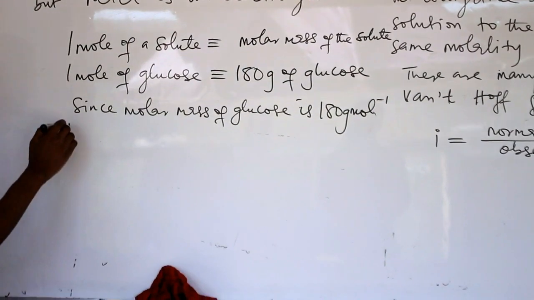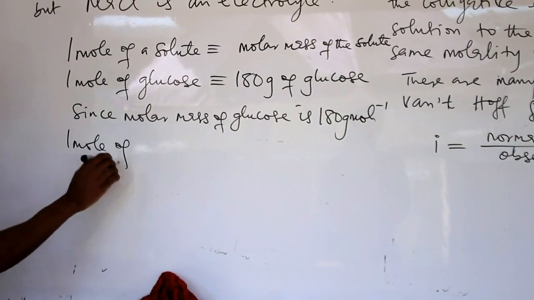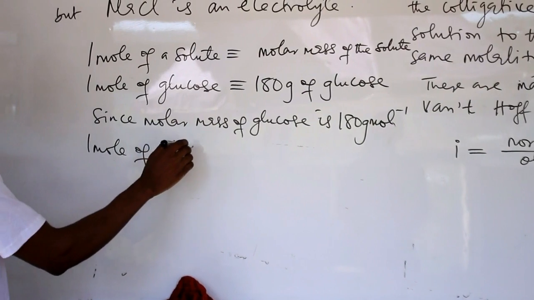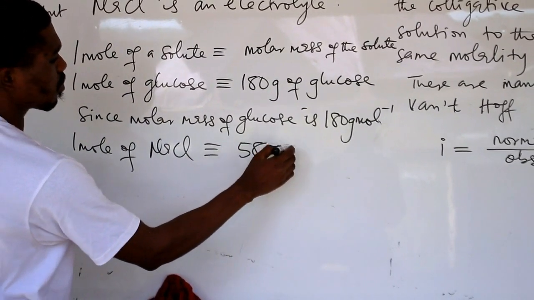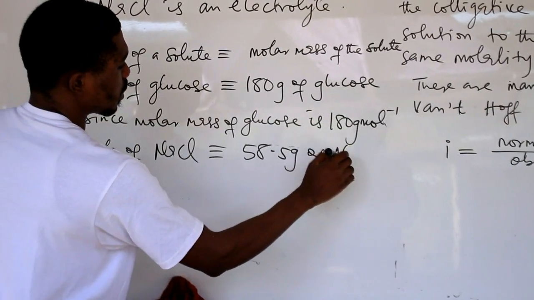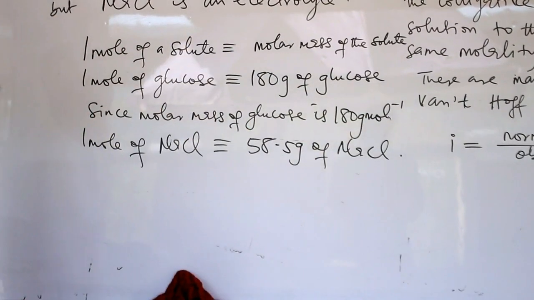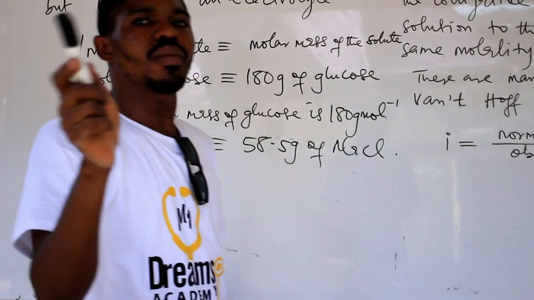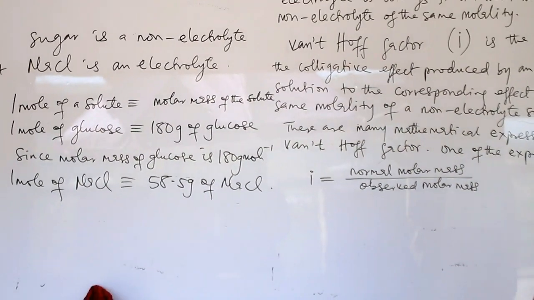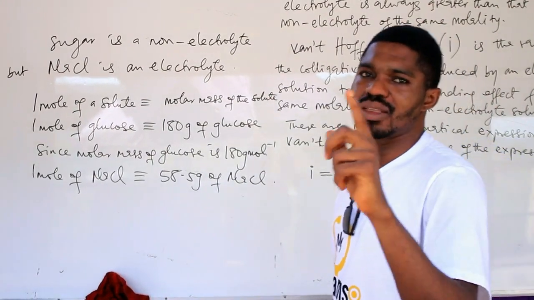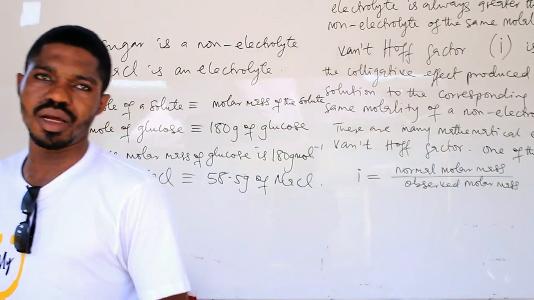Watch again. 1 mole of sodium chloride is equivalent to 58.5 grams of sodium chloride. Right? Now, what am I trying to say here? We say that the colligative effect produced by electrolytes is always greater than that produced by a non-electrolyte.